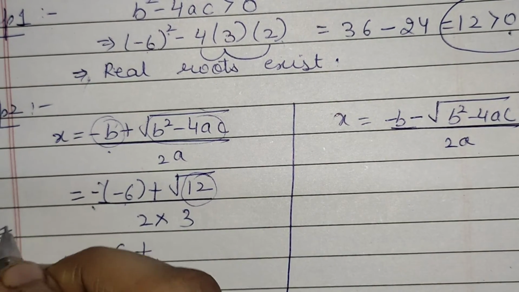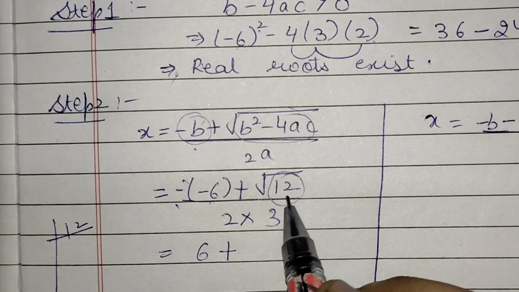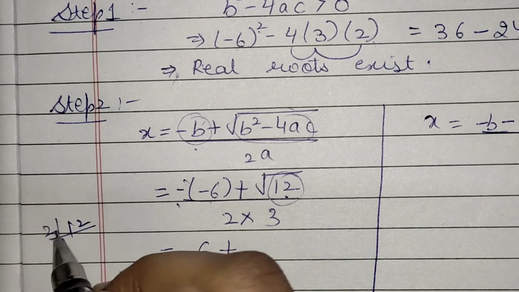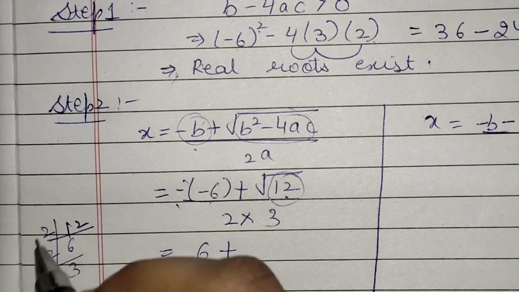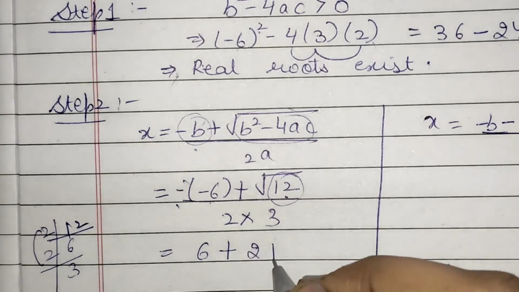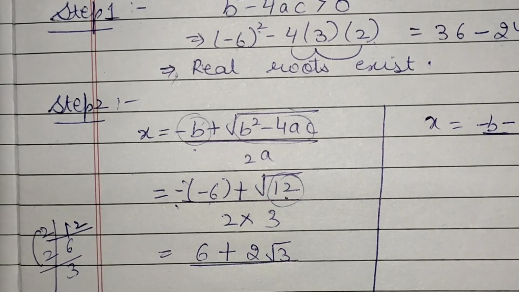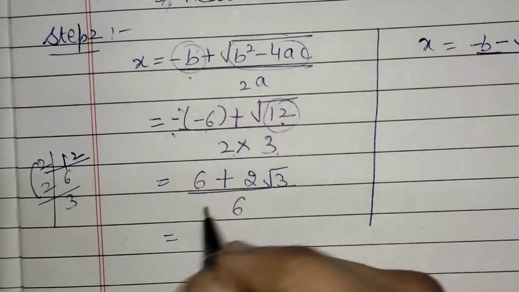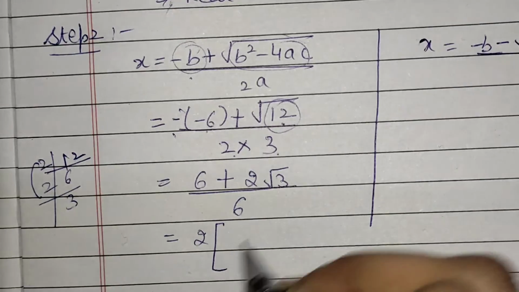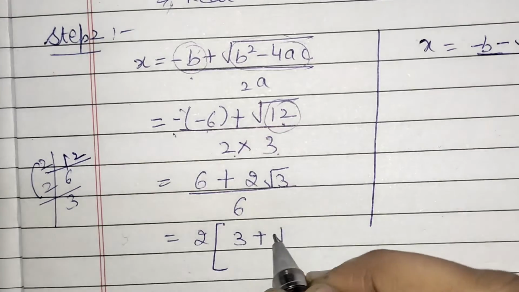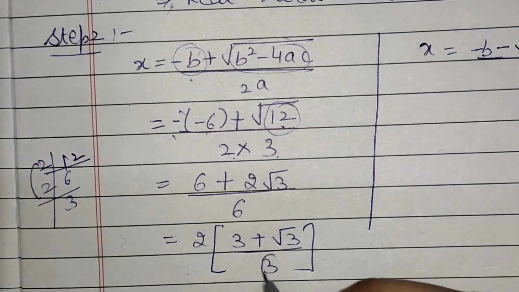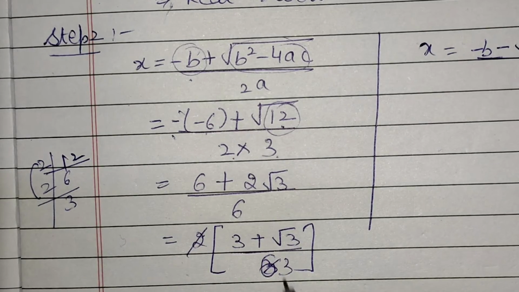What is the root of 12? How will you find it out? 12 will give you 2 times 6 and 2 times 3. That means your root will be 2 root 3, divided by 6. So take out 2 common. So you will get 3 plus root 3 divided by 3. Sorry, 6. So 2 3 is the 6.